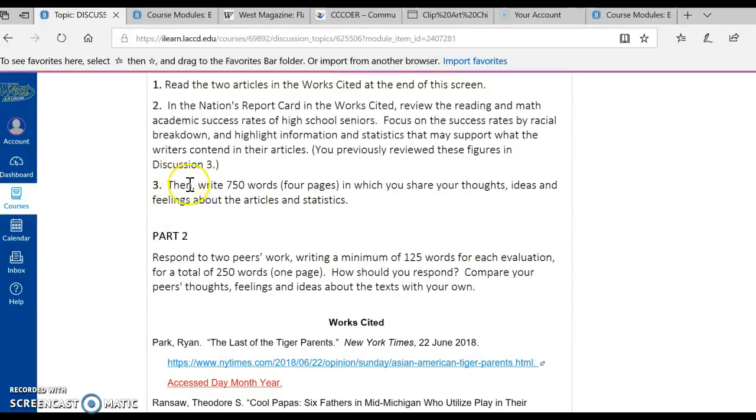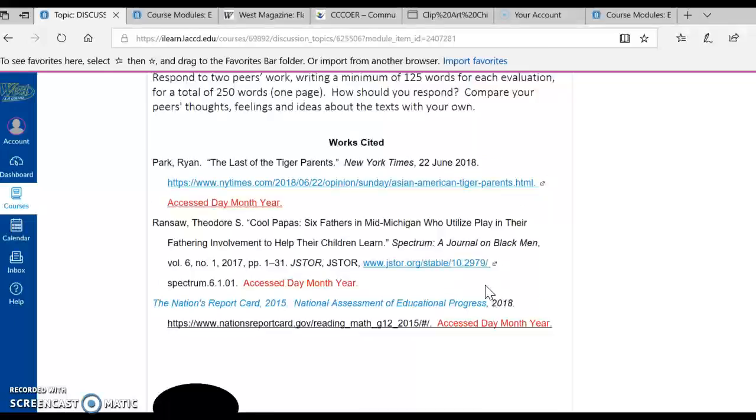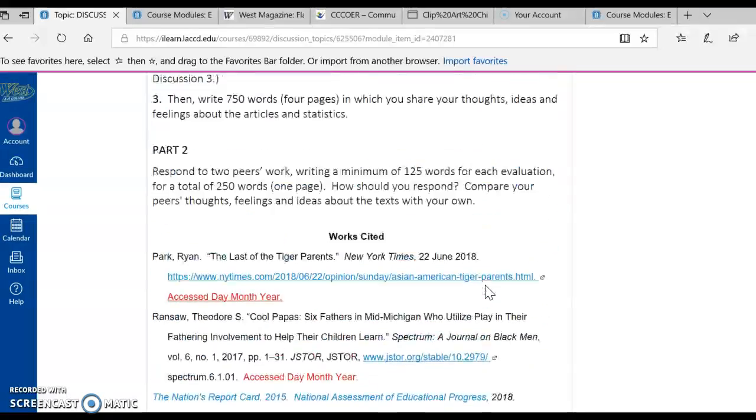Number 3, then write 750 words, 4 pages, in which you share your thoughts, ideas, and feelings about the articles and statistics. Part 2, respond to 2 peers' work, writing a minimum of 125 words for each evaluation, for a total of 250 words, 1 page. How should you respond? Compare your peers' thoughts, feelings, and ideas about the text with your own. Okay, so again, here is our works cited, and here is help with quoting.